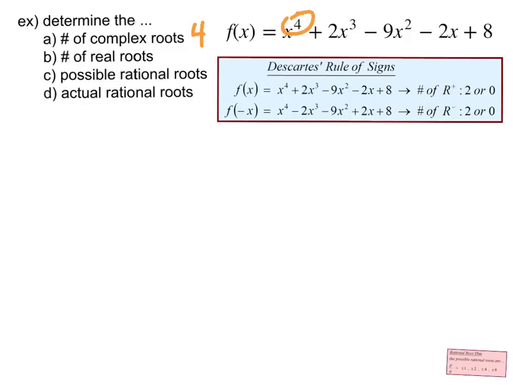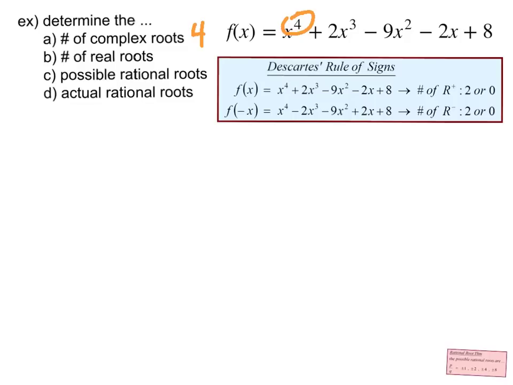For the negative reals, we take f of negative x. All we do is we substitute in a negative x, a negative x, a negative x, and a negative x, and we see what happens. Whenever you have an even exponent, it stays the same sign, and when you have an odd exponent, it changes the sign. We talked about that just before. So let's count the sign changes. We go from positive. There's one sign change. Nope. Yes, we have 2 sign changes. Nope. For the negative reals, we have either 2 of them or 0 of them. Remember, they come in pairs.